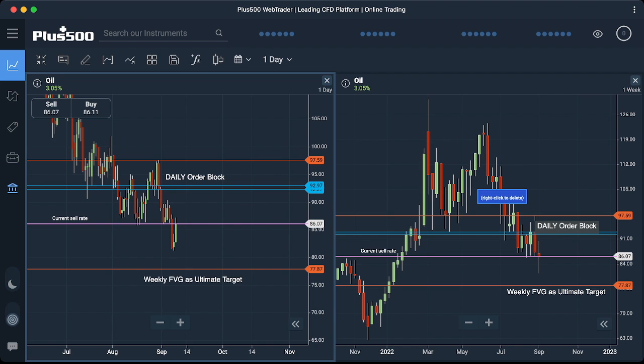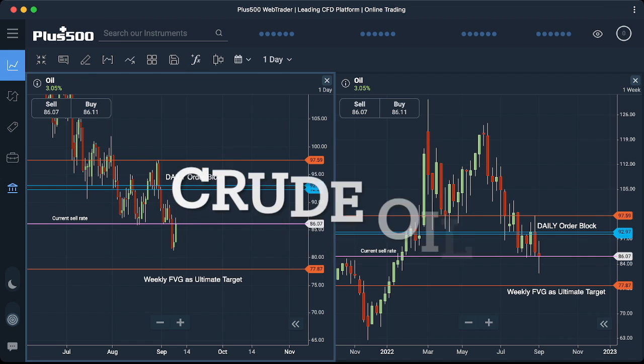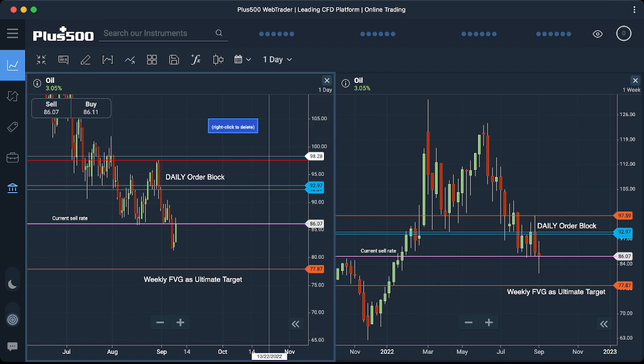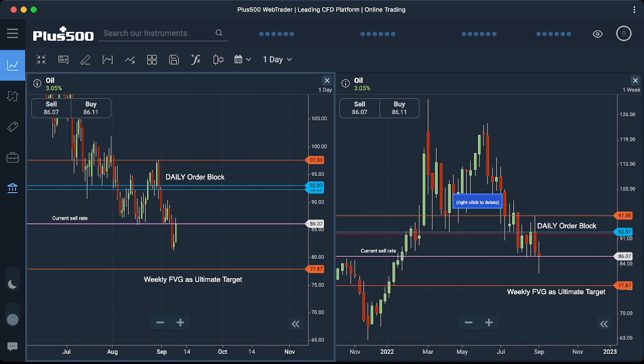So let's dive into the chart and start with crude oil. Okay, as you can see here, we are showing you 2 different views for crude oil. On the left side, you can see the daily chart, and at the same time, you can see the weekly chart on the right side. So for crude oil, our forecast for the week is gonna be bearish, while we may have some push to the upside first in the beginning of the week before going to the downside.